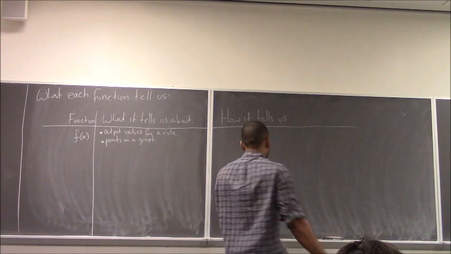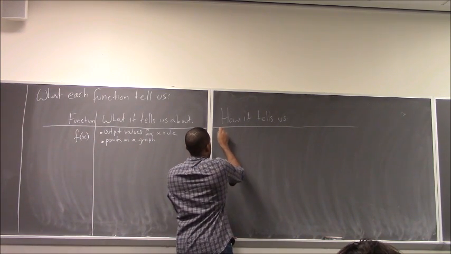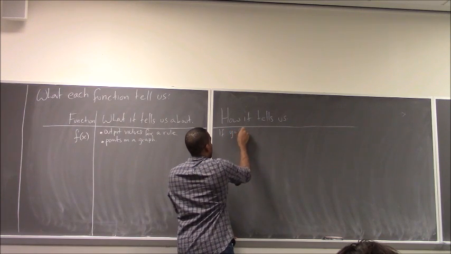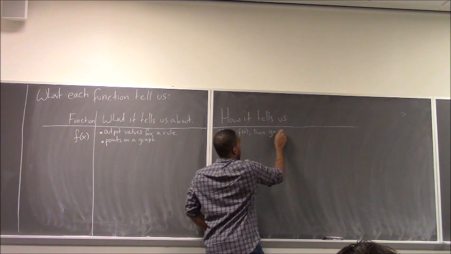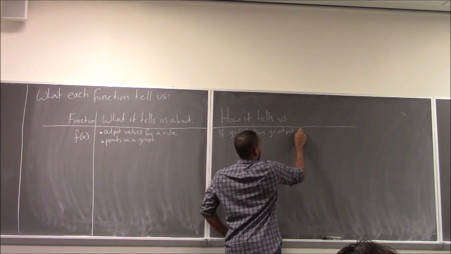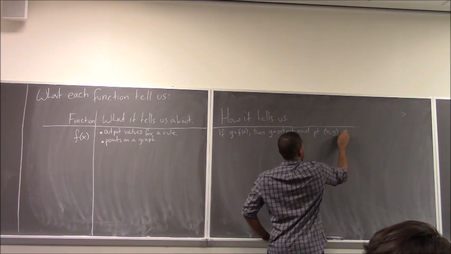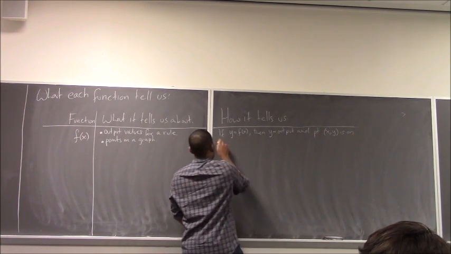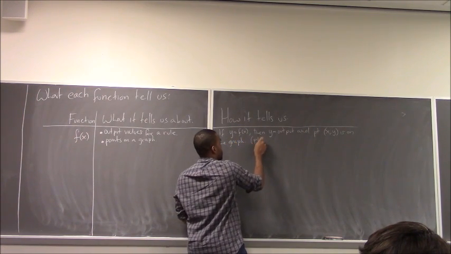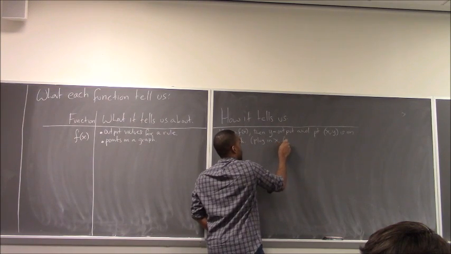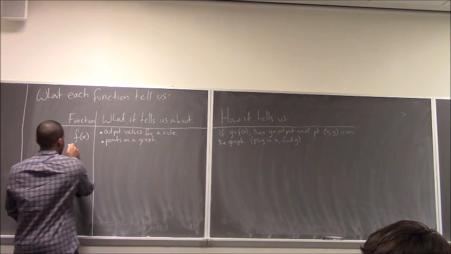How would it tell us? Well, we already kind of know that as well. So we know that if y equals f of x, then y is the output, and the point x comma y is on the graph. So if you can plug in x, find y, is how you actually derive that information.